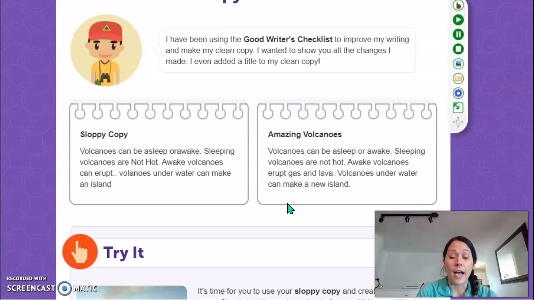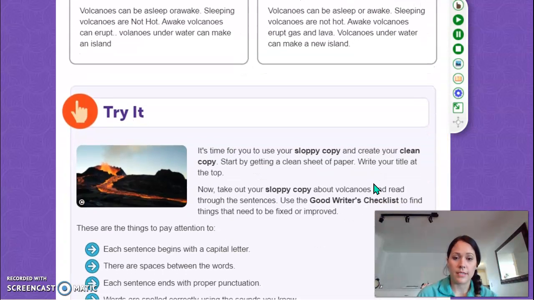So over here we have a title. Your clean copy should have a title. Always title your work, your writing. Amazing Volcanoes. Volcanoes can be asleep or awake. And they have spaces, capitals, punctuation. Sleeping volcanoes are not hot. Awake volcanoes erupt gas and lava. Volcanoes underwater can make a new island. So there is our final copy of that. And you are going to work on yours now.